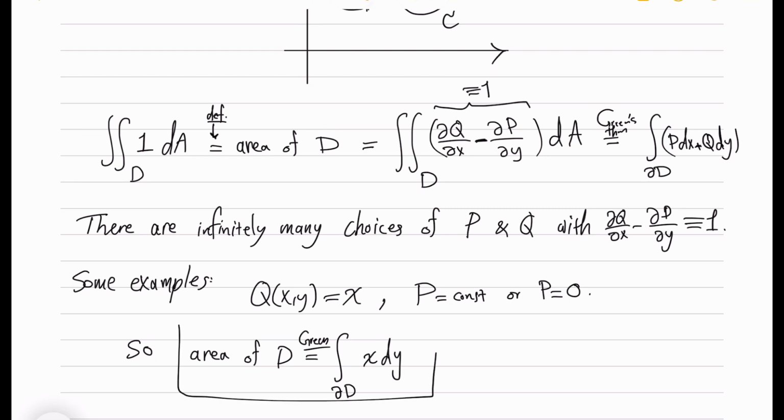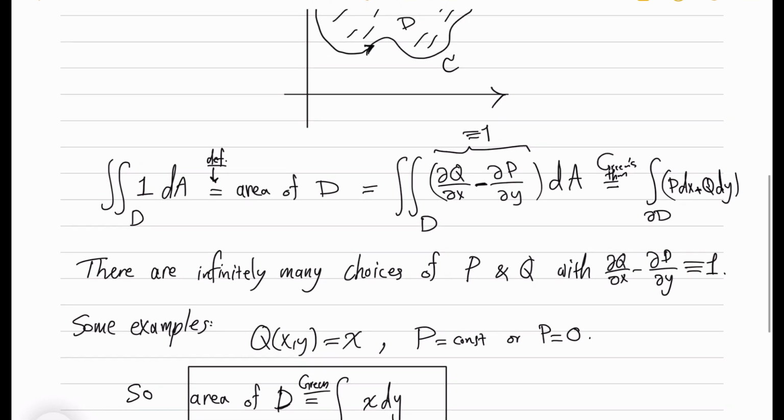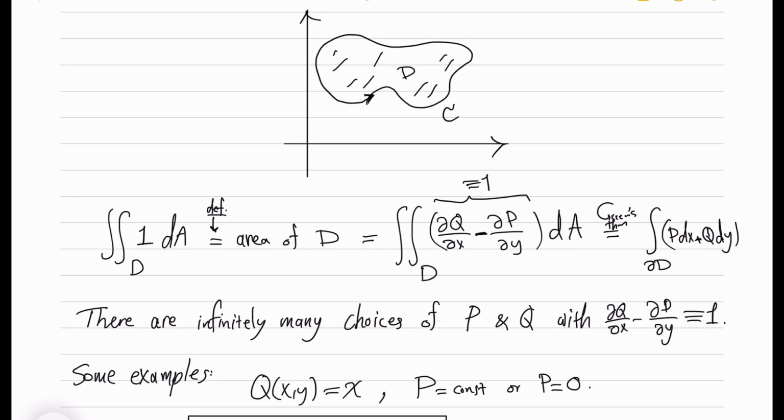So now we have a consequence of Green's theorem as elegant as it can get. It says that to find the area inside this region, integrate the vector field given by 0 and X, right? Q is X. If you integrate this F along the boundary, you get the area.